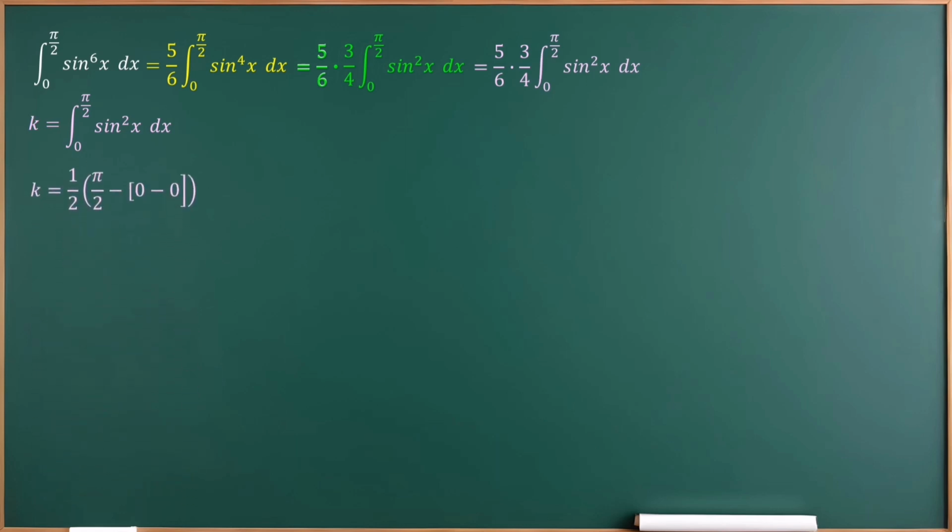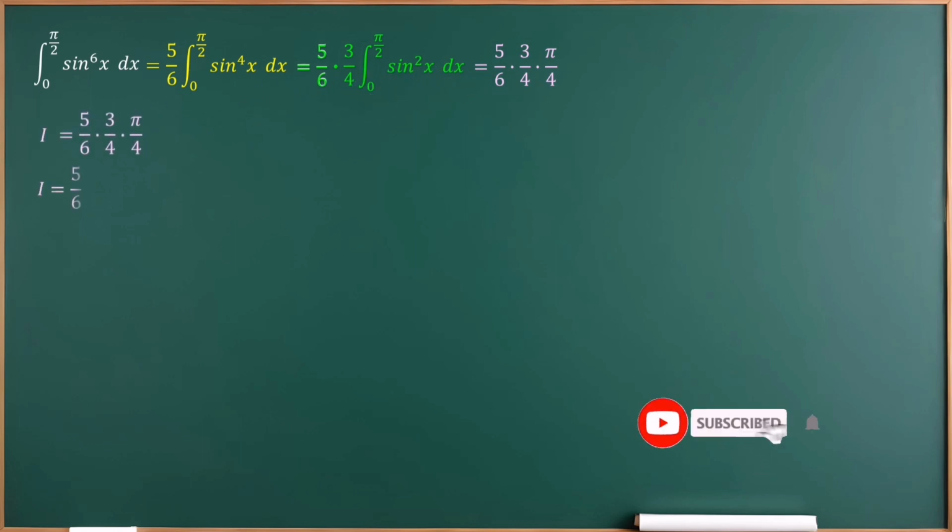Then we can get the final answer as pi over 4. Let's substitute this value for our capital I value. Then we can write capital I value as 5 over 6 times 3 over 4 times pi over 4. After that, we can cancel out numerator value 3 and the denominator value 6. Then we can get the final answer as pi over 32.